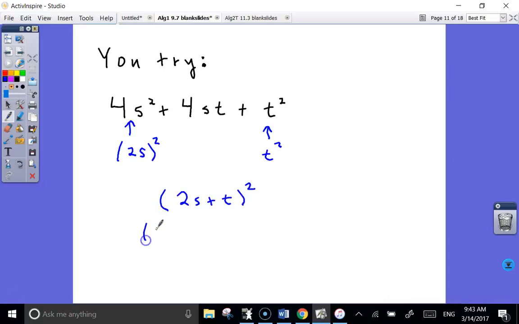Again, you could check it by FOILing 2s plus t times 2s plus t. You know, if you checked it, 2s times 2s is 4s squared. 2s times t is 2st. t times 2s is 2st, so that's 4st. And t times t is t squared. Again, if you didn't factor it that way, you'd have to go through the long divide and slide, or slide and divide, whatever you call it.